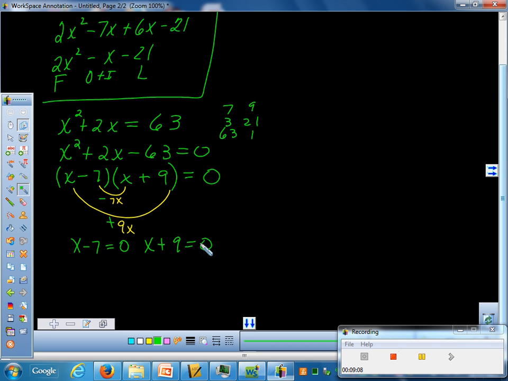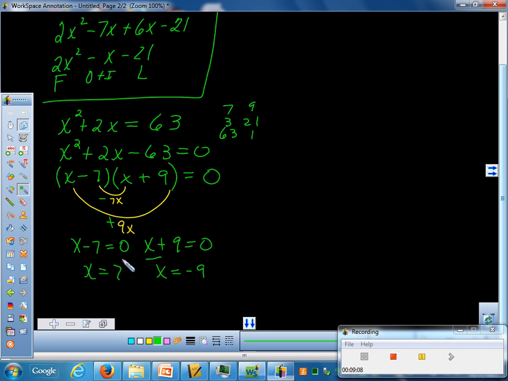When you multiply to get a 0, one of the numbers has to be a 0, doesn't it? So therefore, one of these 2 factors has to equal 0 to make this come out to be 0. So that's why we take each one and set it equal to 0, because in this case, if I put 7 in there, it's going to make this come out to be 0. Or if I put negative 9 in there, it's going to come out to be 0.